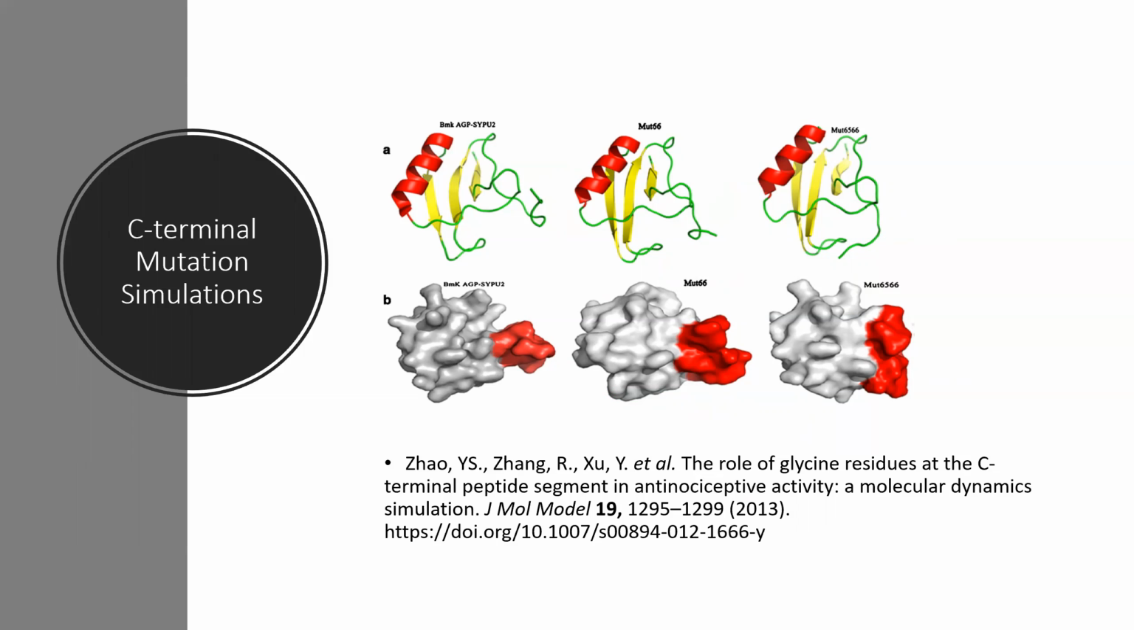And the figures here show BmK in its wild type, and then the mutated proteins, where glycine 66 was deleted in the center, and glycine 65 and 66 were deleted. And you can see that the protruding topology gets flatter and flatter with the reduction of the glycine residues.